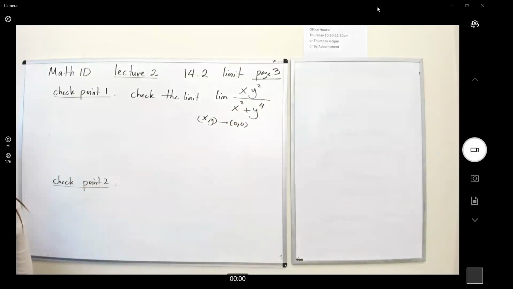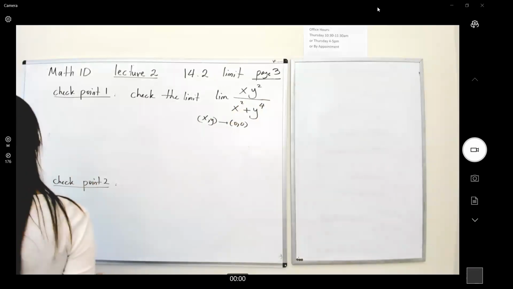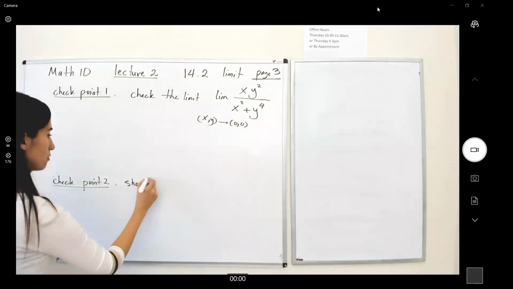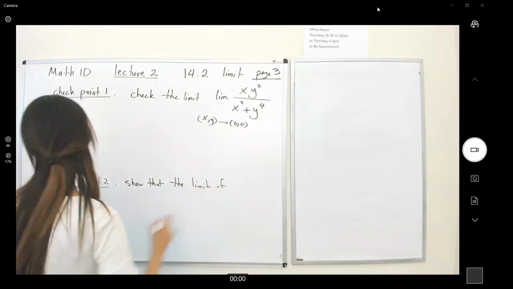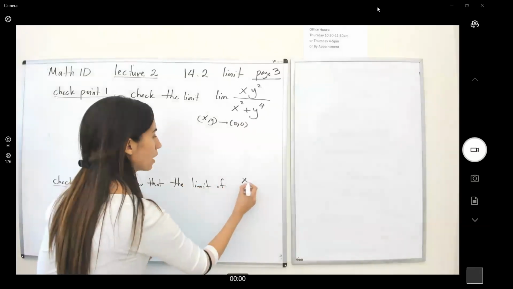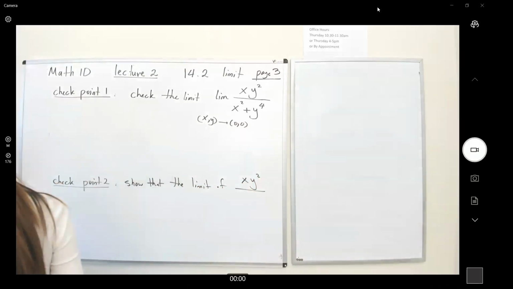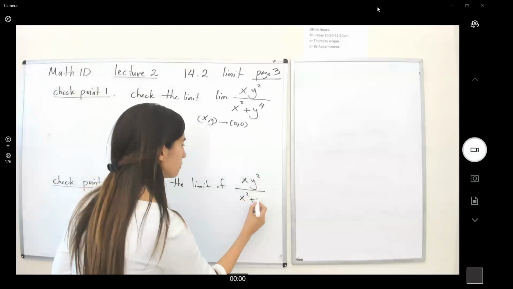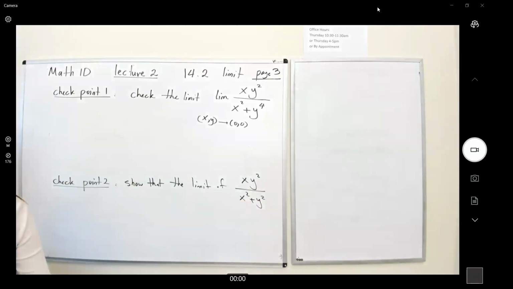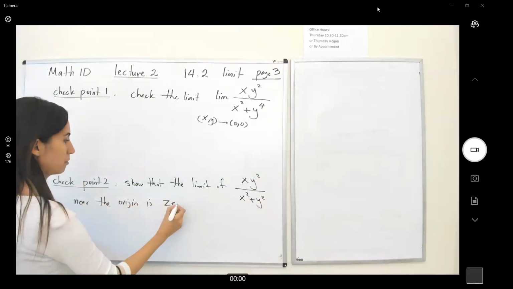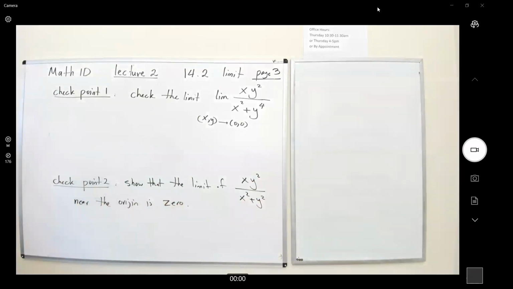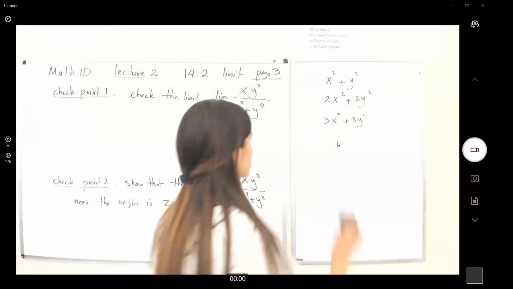Here you have this function. Show that the limit of the function x y squared divided by x squared plus y squared near the origin is 0. Okay, perfect. So let us start.